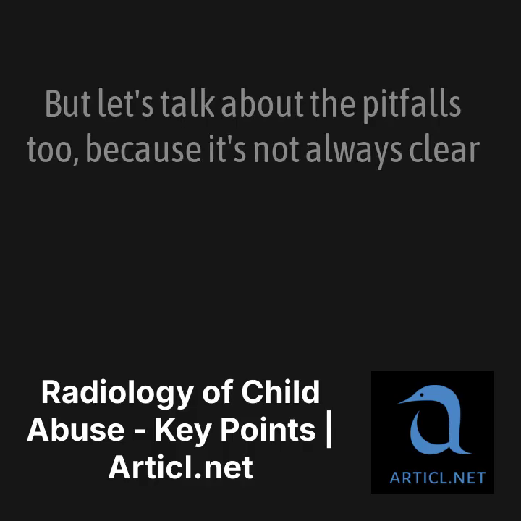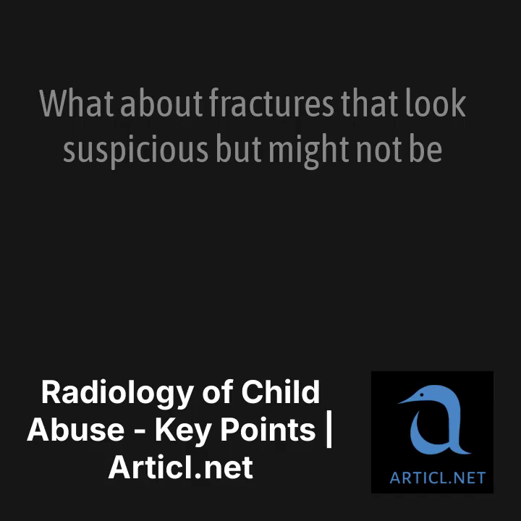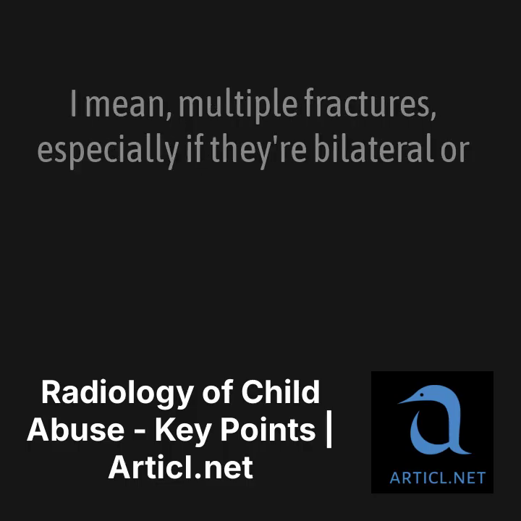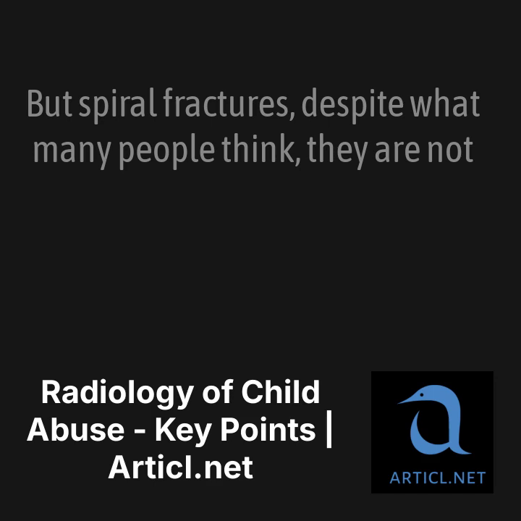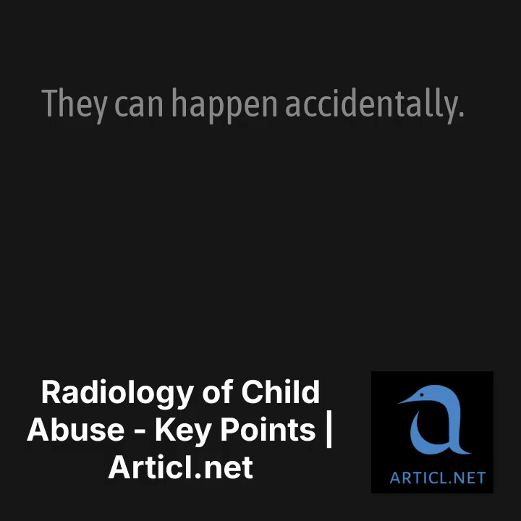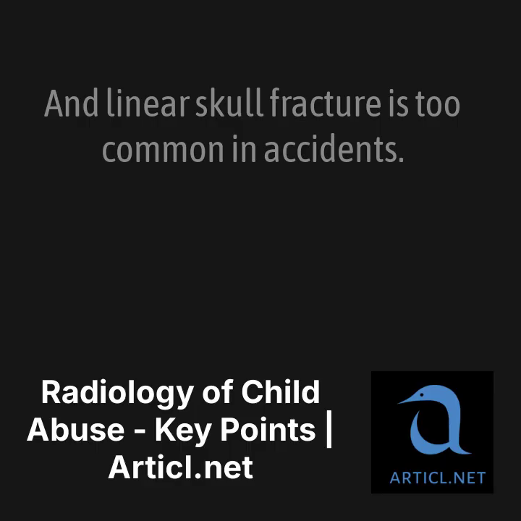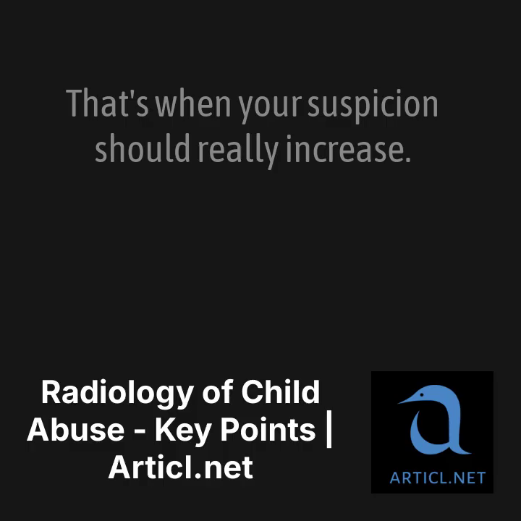But let's talk about the pitfalls, too, because it's not always clear-cut. Good point. What about fractures that look suspicious but might not be abuse? Lower specificity ones? That's a really important question. Multiple fractures, especially if they're bilateral or look like they happened at different times, definitely raise suspicion. But spiral fractures, despite what many people think, are not specific for abuse. They can happen accidentally. Right, like a toddler falling awkwardly. Exactly. And linear skull fracture is too common in accidents, but you need to look for the patterns. Like multiple ones, or bilateral, or crossing suture lines. Precisely. That's when your suspicion should really increase.